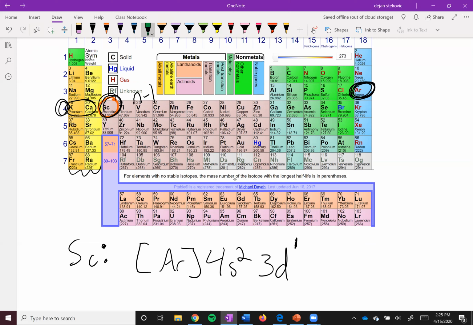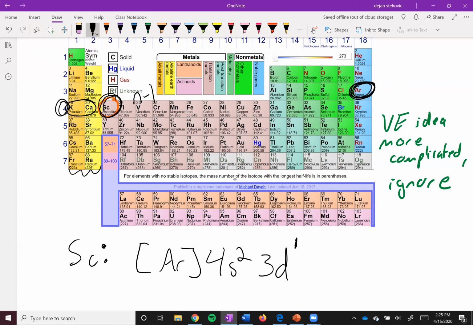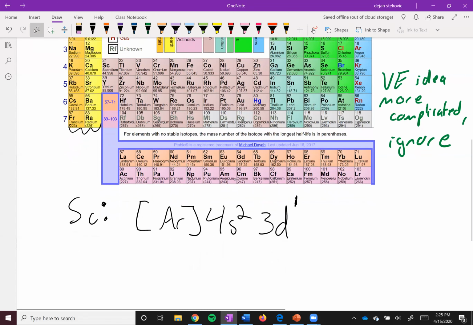And then the question might come up of valence electrons. How many valence electrons are there? And depending on who you're asked, you're going to get different answers. And so this idea of valence electrons gets a lot more complicated for transition metals. And so we're just going to ignore it. I'm not going to ask you how many valence electrons a transition metal has because it's actually quite a complex question. And so the transition metals go on like that for quite a bit.